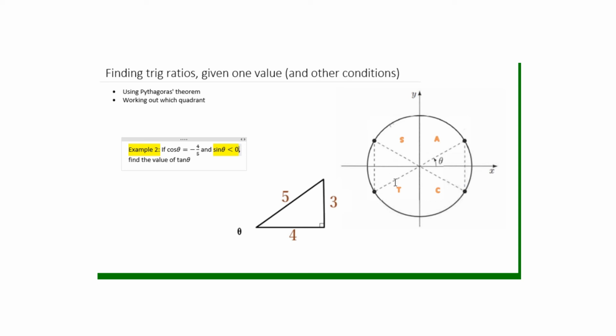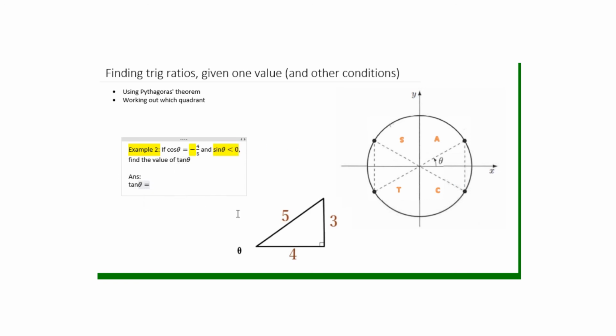Let me repeat this. Cos is negative, so it will be the second or the third quadrant. And we have the second condition, sine is also negative, so the second quadrant does not satisfy that anymore. The only possible quadrant now is the third one. And in this quadrant, tan is positive. So we know the answer for our problem will be positive. Tan theta is going to be positive.